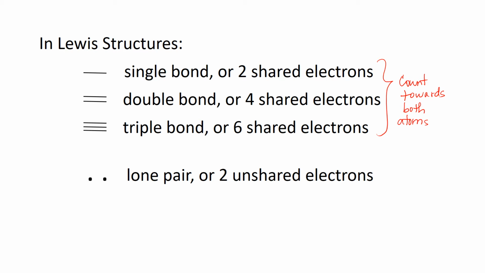2 dots, which represent a lone pair, are 2 unshared electrons. So in terms of the octet rule, these only count towards 1 octet, of the atom that they're on. So they're less efficient ways of using electrons.